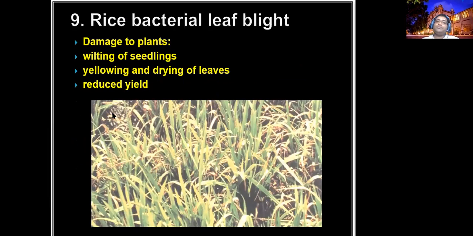Another important disease is rice bacterial leaf blight, caused by Xanthomonas oryzae. You can see the bacterial leaf blight. Normally you can expect this from the seedling stage until harvest. If the flag leaf gets infected, then definitely you will get more yield loss.